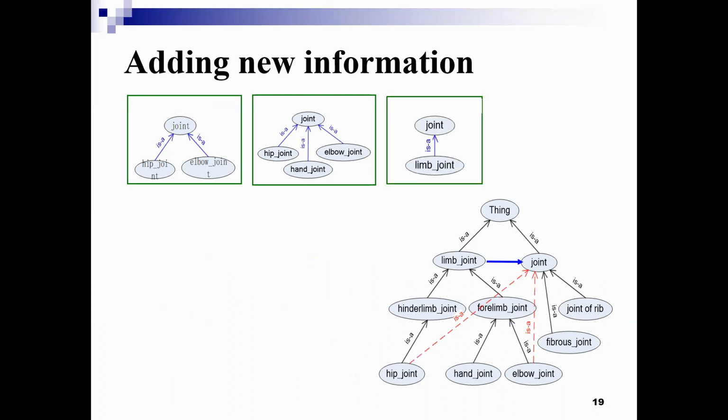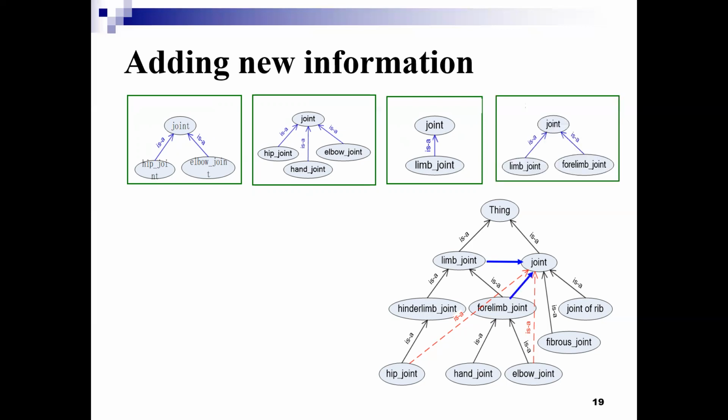Or we could add limb joint is a joint. And indeed, it's still the case that hip joint is a joint can be derived because hip joint is a hind limb joint, which is a limb joint, which is now a joint. So we can actually derive this one. And similar for elbow joint is a joint, can be derived. Or we could add another one. Forelimb joint is a joint is also correct, but it will be redundant when we have added limb joint is a joint. So what we would like is systems that would propose us to add limb joint is a joint instead of the original ones, because the original missing isolation will be derivable.